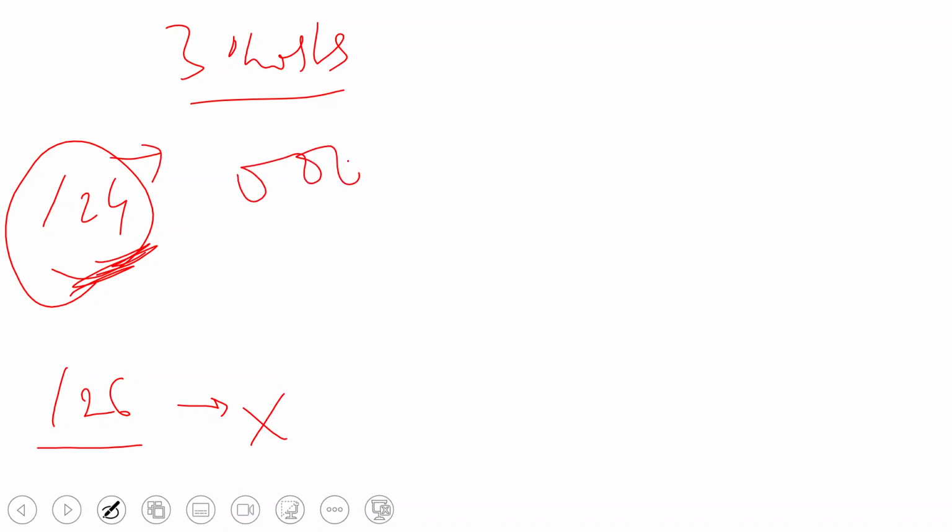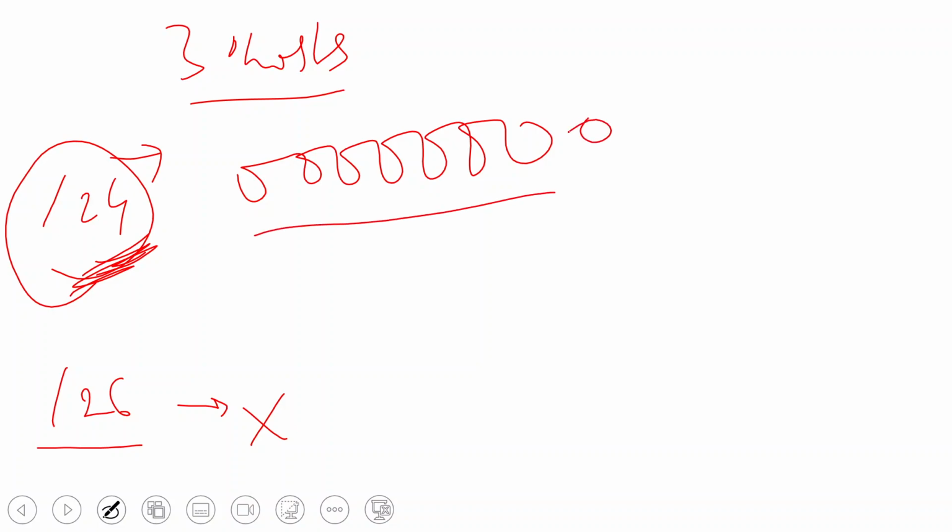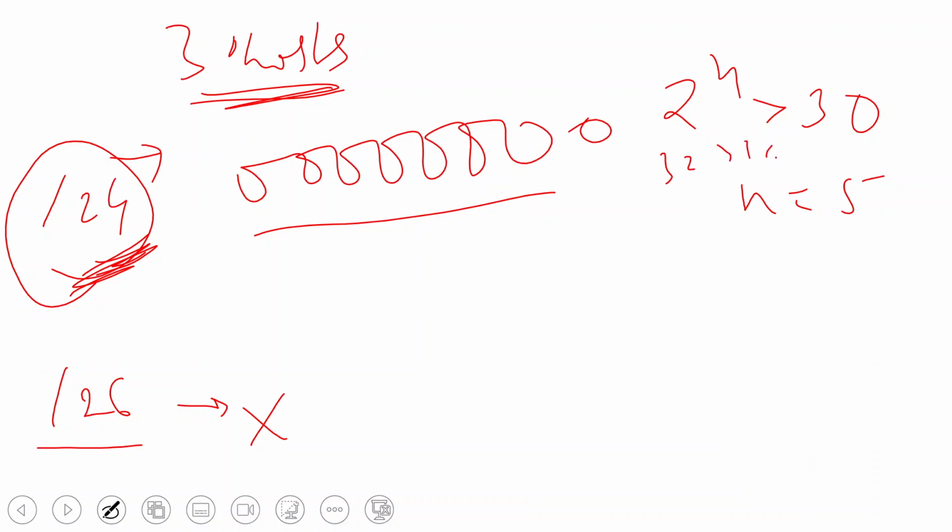Again you have to take 8 bits as zeros, because 24 ones are already gone and you have 8 left. So for 30 hosts, as I said, you have to compare that with 2 power n, greater than 30. Now n will be 5, because if you put n equal to 5, 32 is greater than 30, so this equation is satisfied. So your n value is 5. So what I said, you have to reserve 5 bits for hosts.